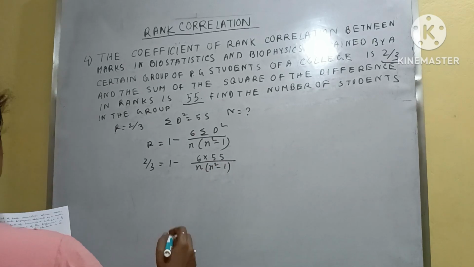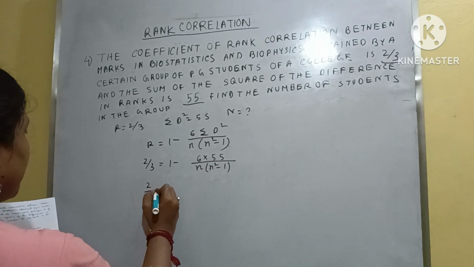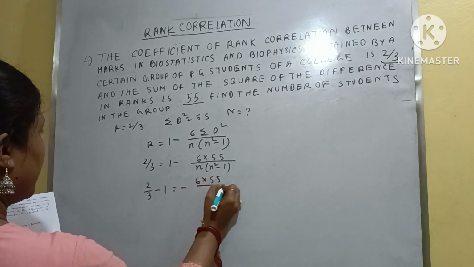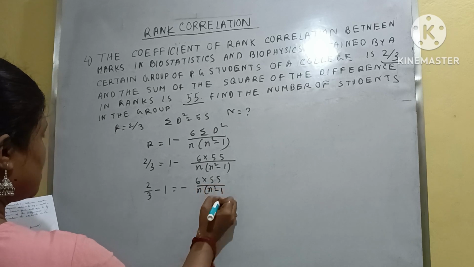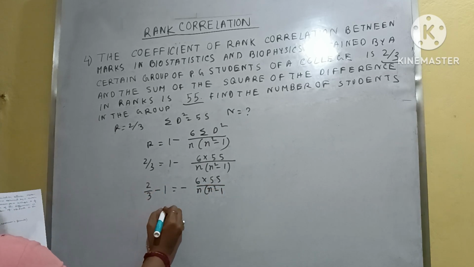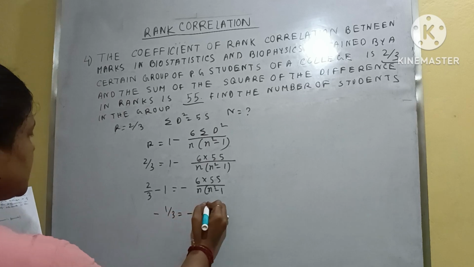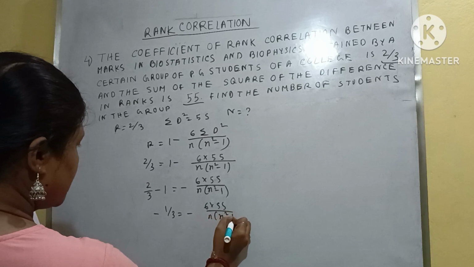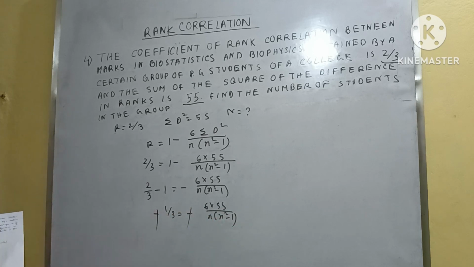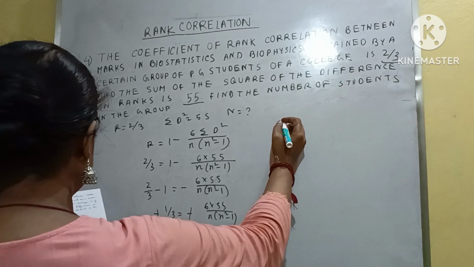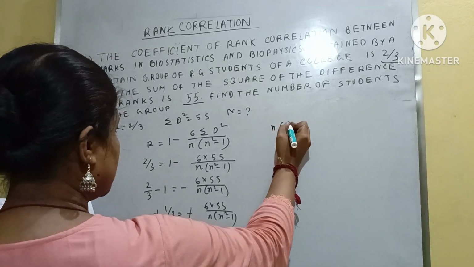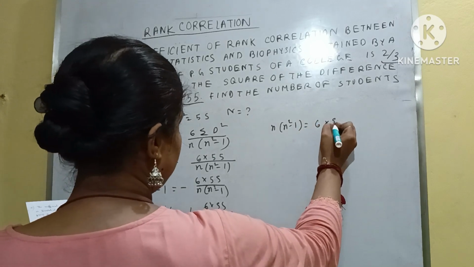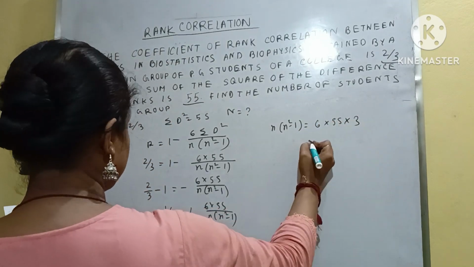So the R value, 2/3, equals 1 minus 6 into 55 by N into N square minus 1. Then 2/3 minus 1 equals minus 6 into 55 by N into N square minus 1. That is, minus 1/3 equals minus 6 into 55 by N into N square minus 1. And next, N into N square minus 1 equals 6 into 55 into 3.